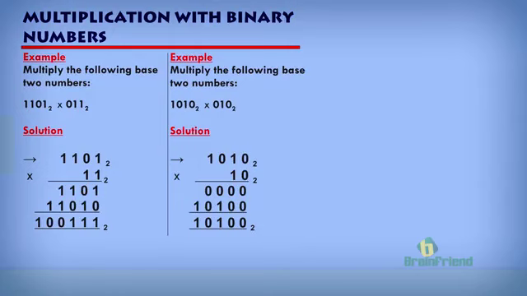Example 1, multiply the following base 2 numbers. We have 1101 multiplied by 011 base 2. So let's go ahead. 1101 base 2 times 011 base 2. In our operation proper, the 0 before our 1 and 1 is not necessarily written down. It won't affect our operation, because it's outside of our number, so we leave it out in the proper calculation.